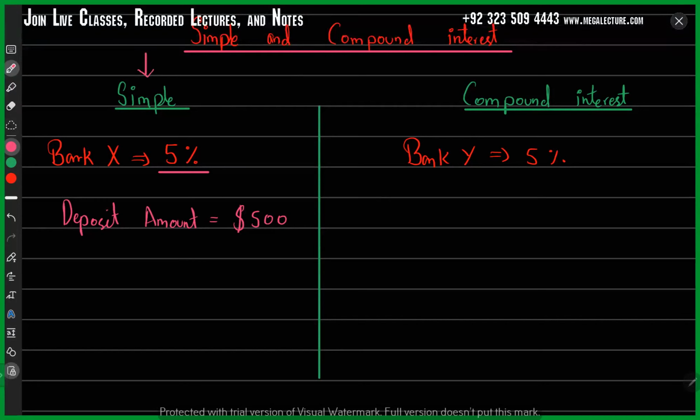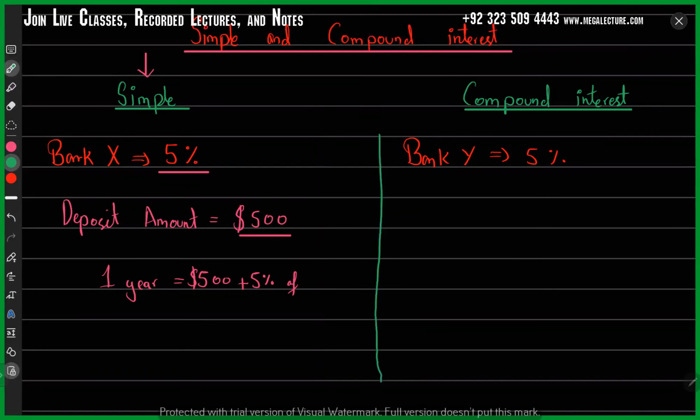Okay, so after 1 year, I am going to have $500 plus 5% of this amount, plus 5% of the amount that I have deposited in the beginning. So 5% of $500. Now we know how to calculate this. Just use your calculators.